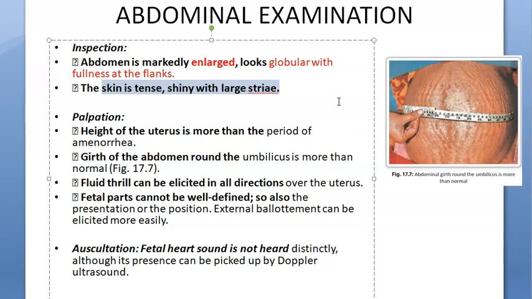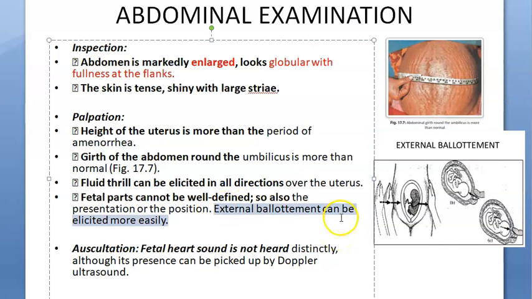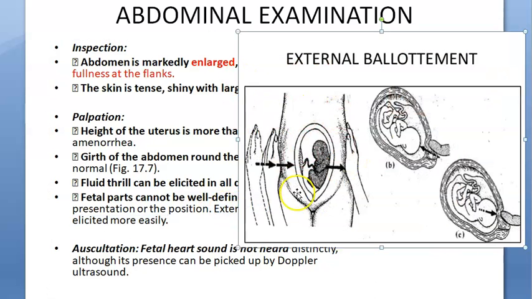Palpation. When you palpate it, what will you feel? The height of uterus will be more than the period of amenorrhea. Of course, the uterus is going to be huge. So if you want to expect a period of gestation, you expect it somewhere here, you will feel the uterus much higher. The girth of the abdomen is more. Yes, we already know this. Fluid thrill you can get. Yes, because it's full of fluid. Fetal parts cannot be well defined. So you cannot feel the fetus. Why? Because the abdomen is so distended, there's so much liquor. External ballottement can be elicited more easily. So external ballottement means you can check the movement, right?